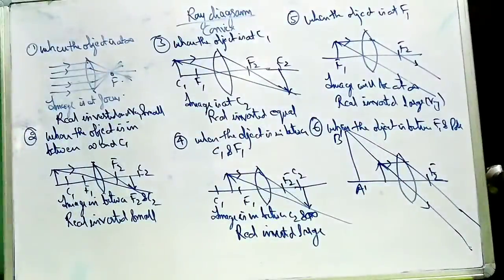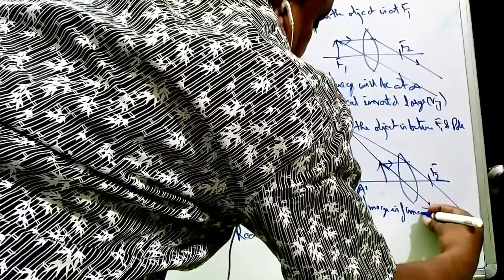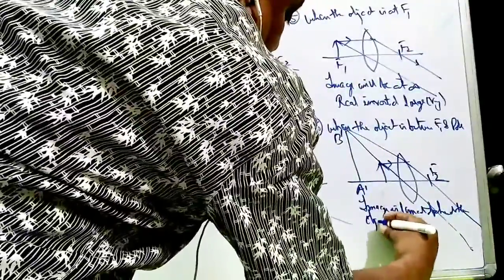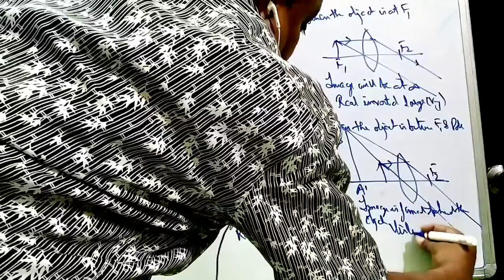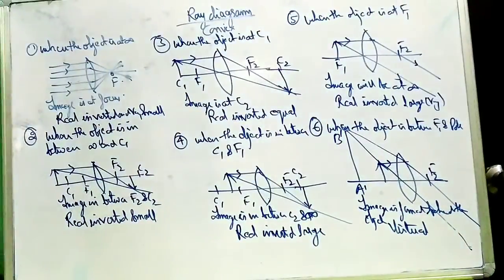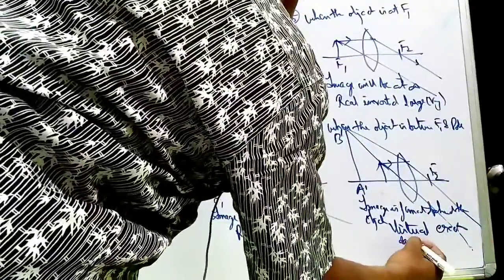So where is the image being formed? Image is formed behind the object. And how is the image? It is virtual instead of real. Now it is virtual because it is on the same side, on the left hand side. Virtual image is always an erect image, and this is a large image.